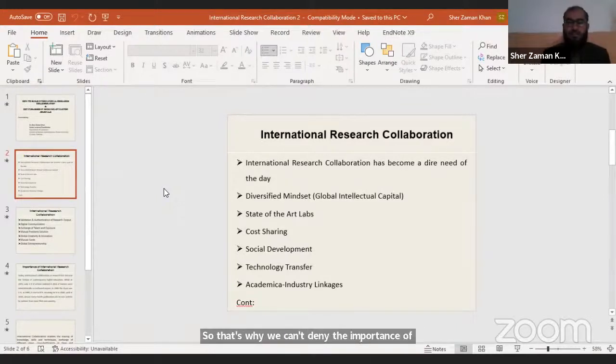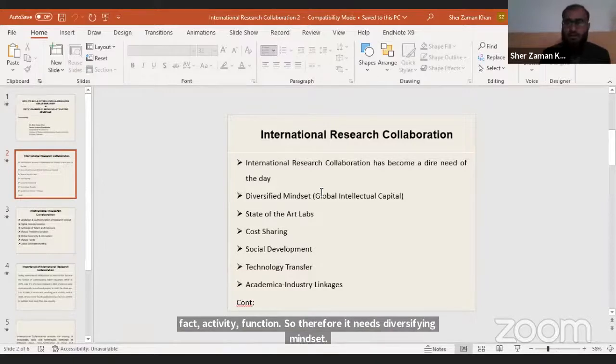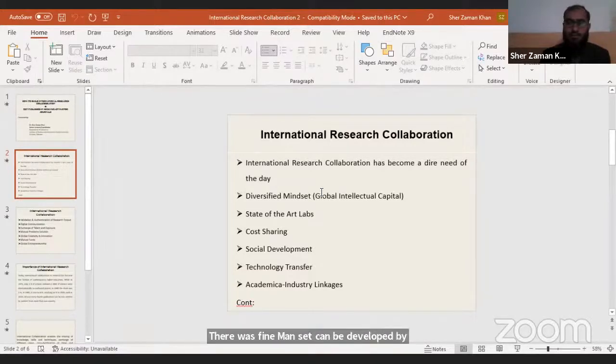Because international research collaboration provides a platform for gathering a diversified mindset and global intellectual capital. One person is not enough to perform each and every part of research. Research is a multi-aspect activity, so it needs a diversified mindset. In international research collaboration, a diversified mindset can be developed by having researchers from different localities, different countries, and different backgrounds. Therefore, it's a need of the day.